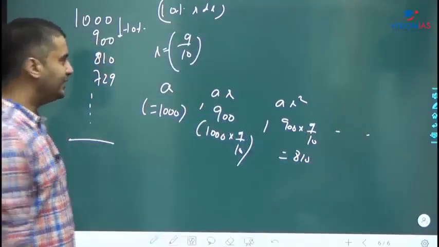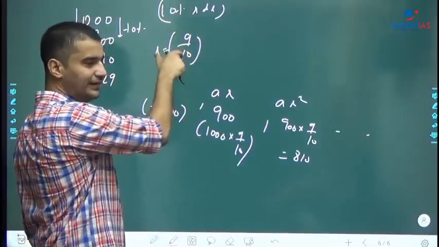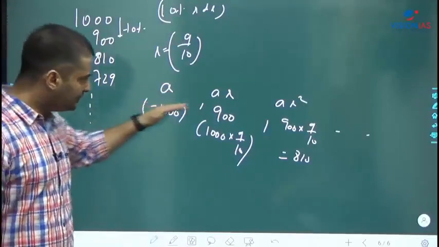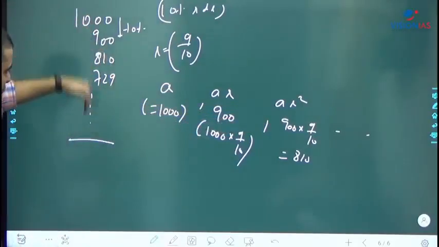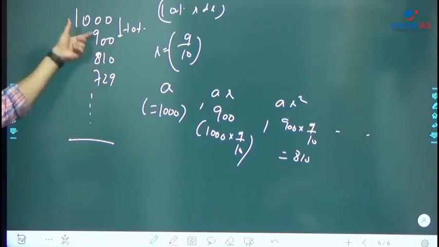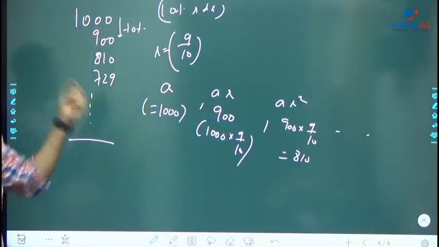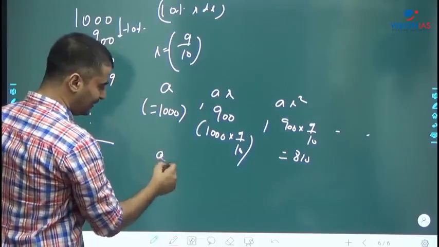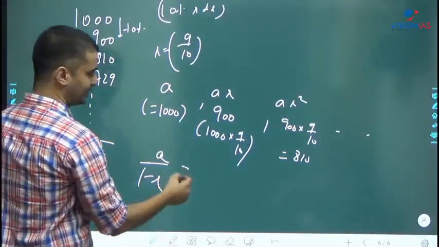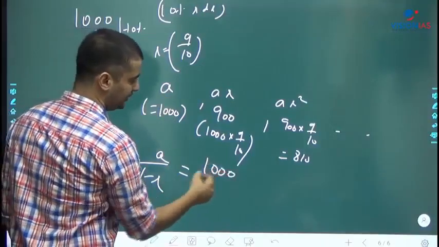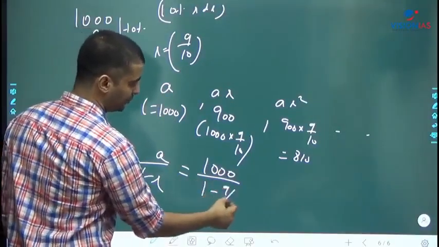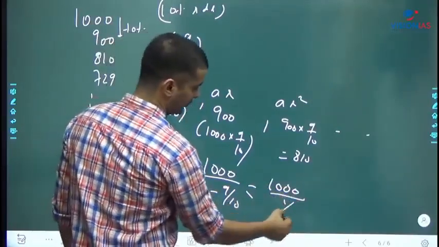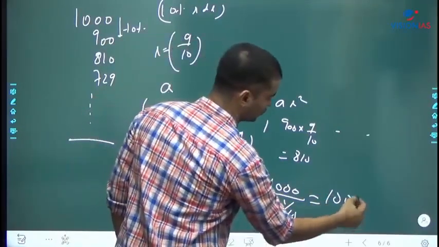As you can see, in this case the ratio R, 9 upon 10, is less than 1. Therefore, this becomes a converging, finite geometric progression. This becomes an example of a finite geometric progression. What is its sum equal to? Its sum is A upon 1 minus R, that is the first term 1000 divided by 1 minus 9 upon 10, that is 1000 upon 1 upon 10, which equals 10,000.